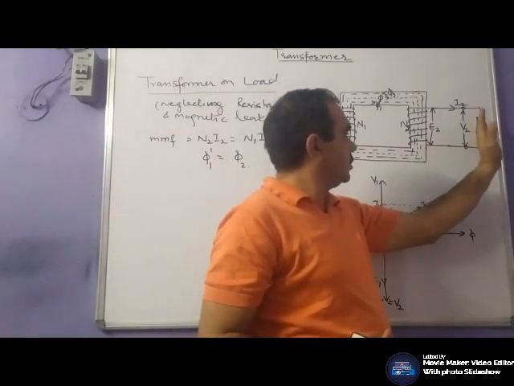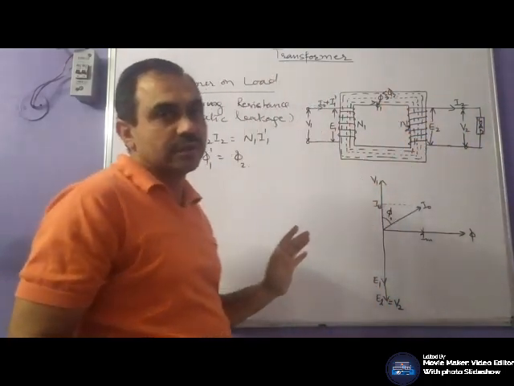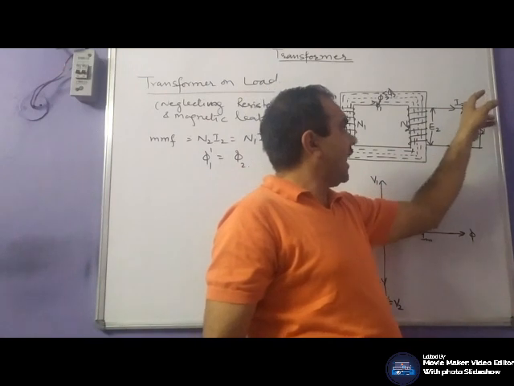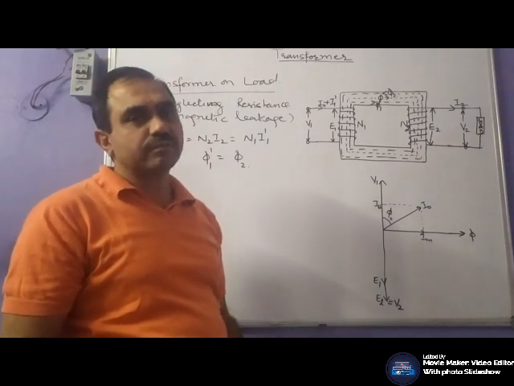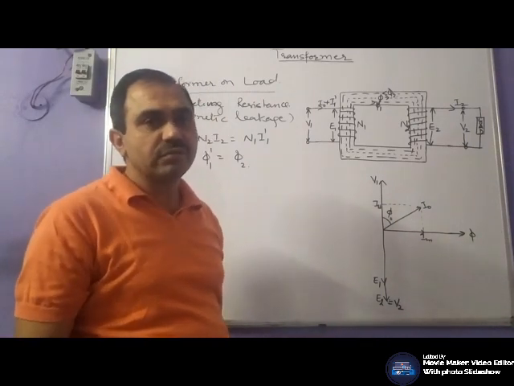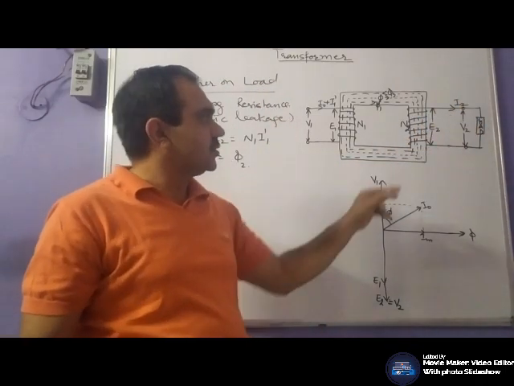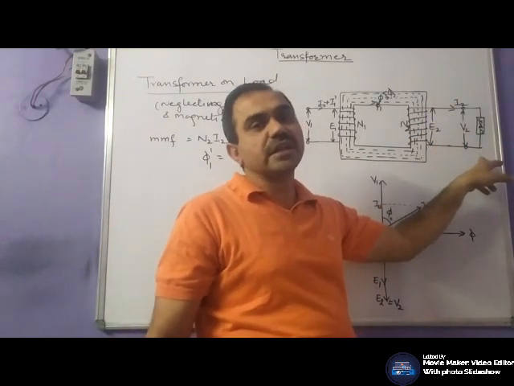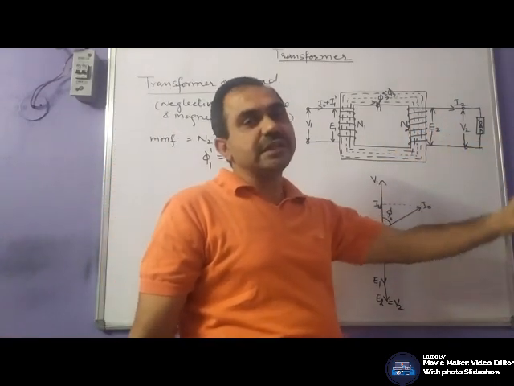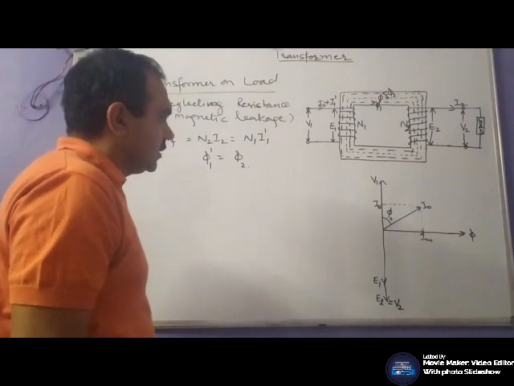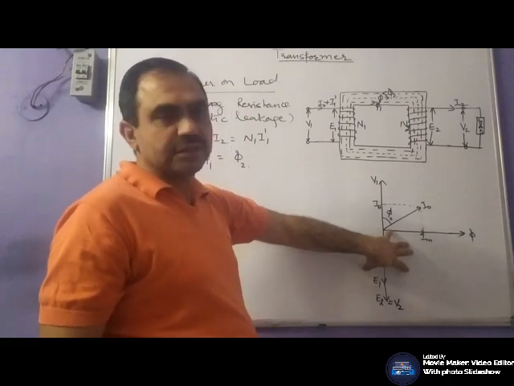Now, the load may be resistive, inductive or capacitive. The phase angle between your V2 and I2 would depend upon the nature of the load. If the load is pure resistive, the phase angle between secondary voltage and secondary current would be 0. If the load is inductive, your I2 would lag the secondary voltage V2 by a phase angle of phi 2. If the load is capacitive, it will lead by a phase angle of phi 2. Accordingly, your phasor diagram would change.